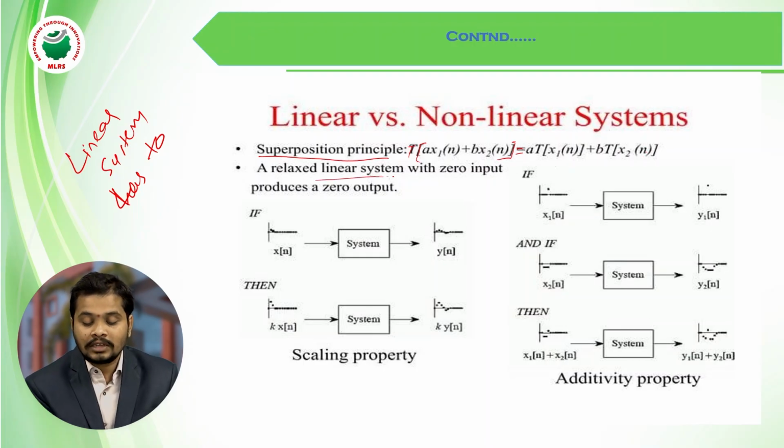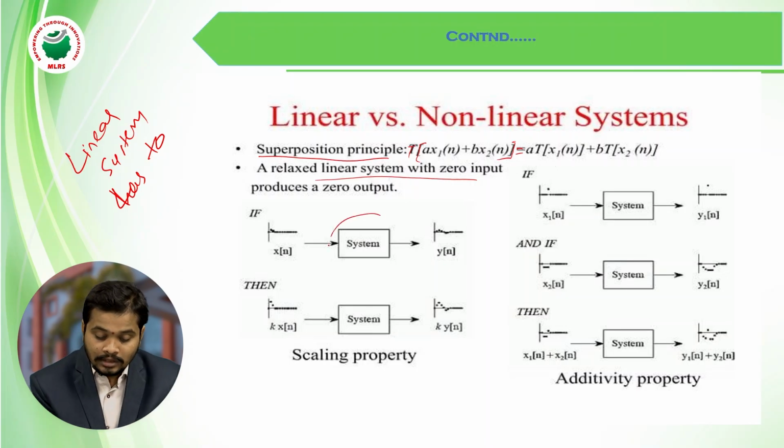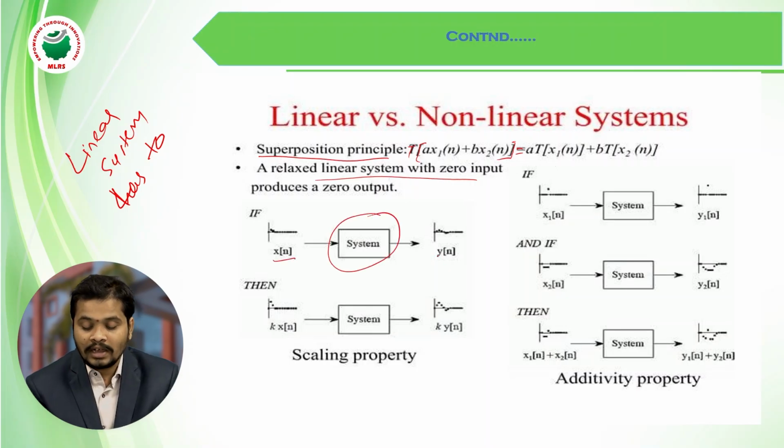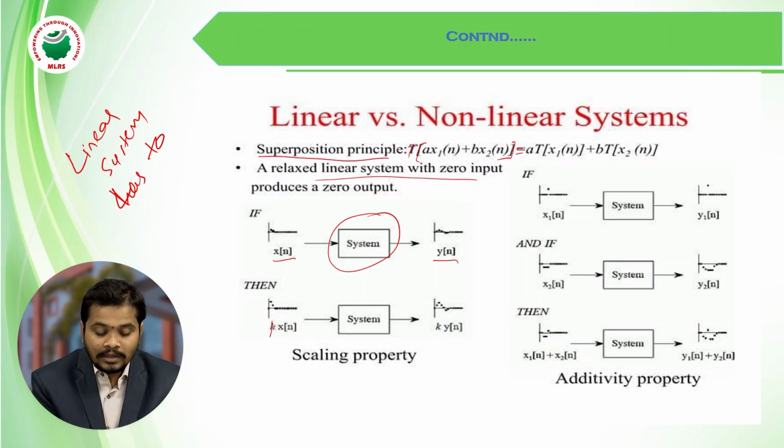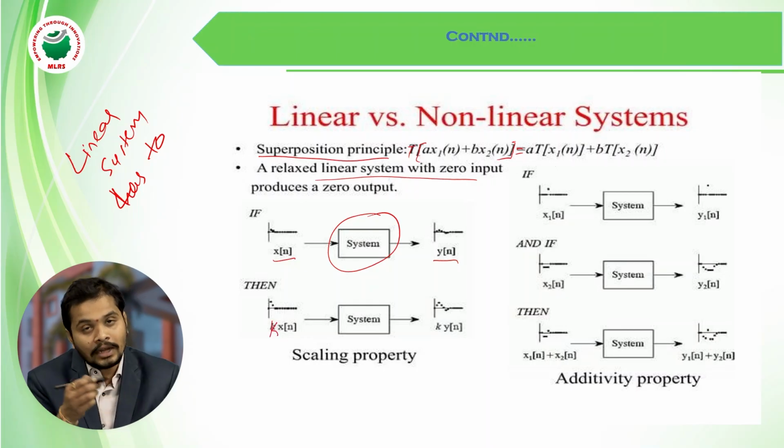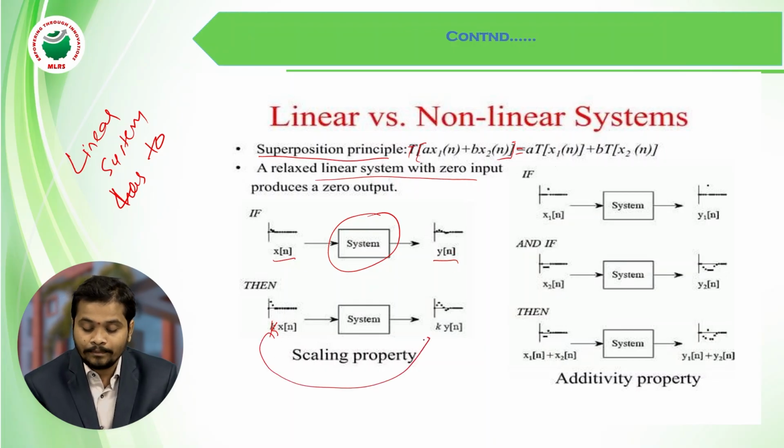A relaxed linear system with a zero input. See here, I am taking a system with x of n input and y of n as the output. If I multiply with a constant k, x of n, then what will happen? It has to produce the same output y of n with the coefficient of k.